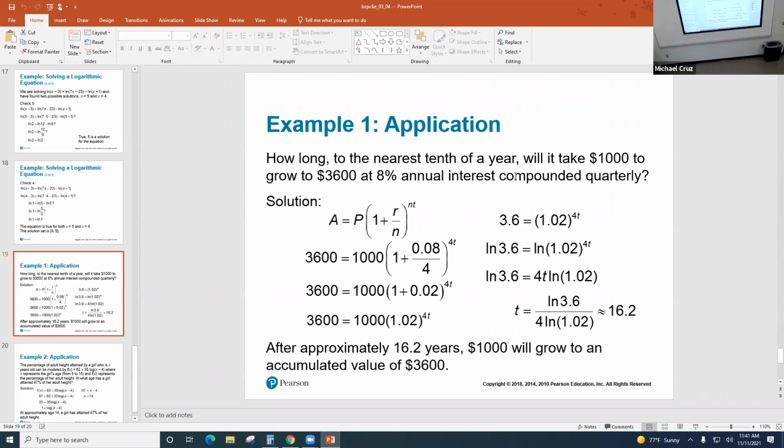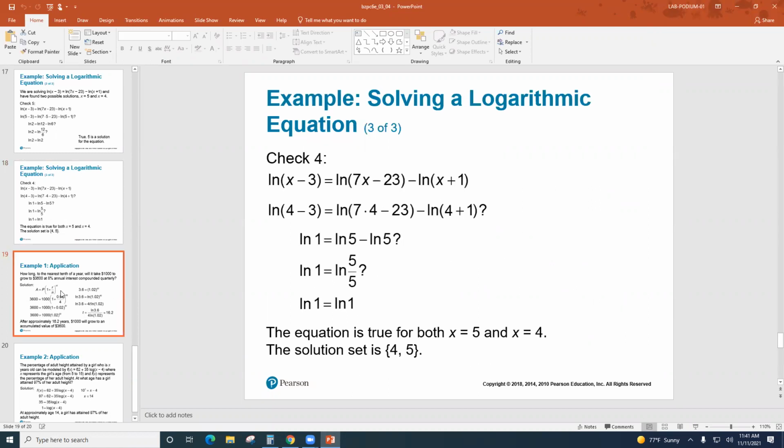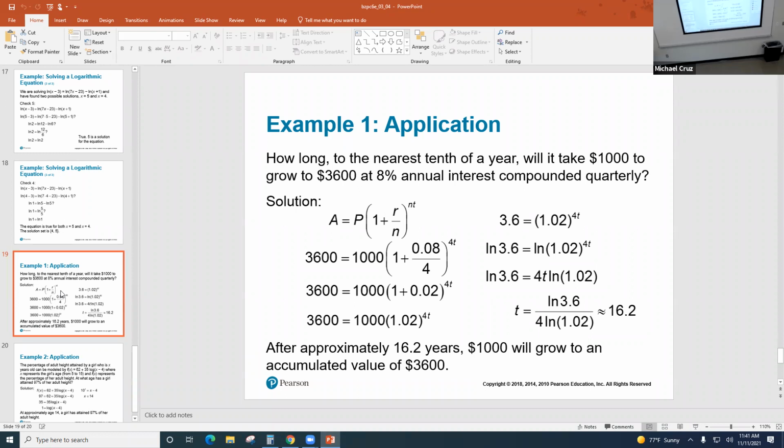How long, to the nearest tenth of a year, will it take $1,000 to grow to $3,600 at 8% annual interest compounded quarterly? All right, A is equal to, remember that formula? That's the continuous compounding formula. I think it was in section 3.1, I believe, or 3.2.